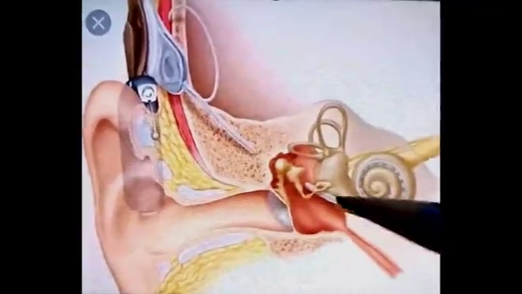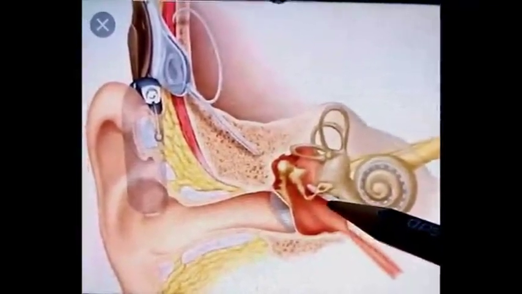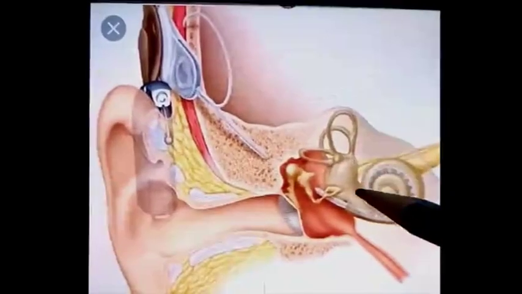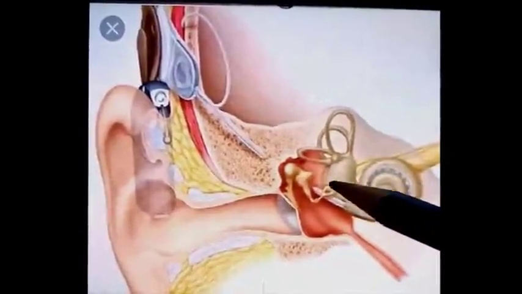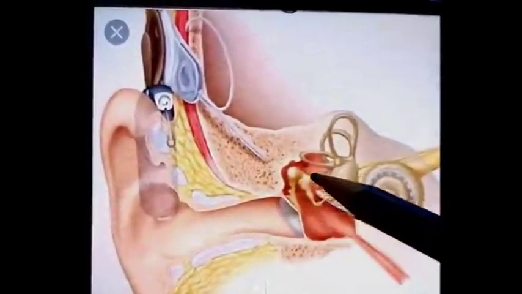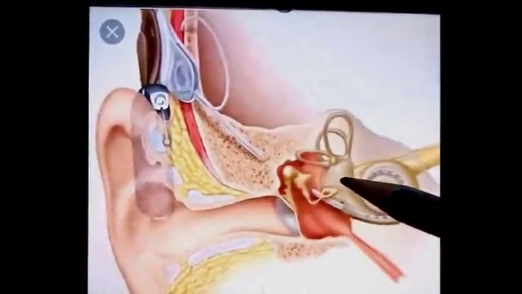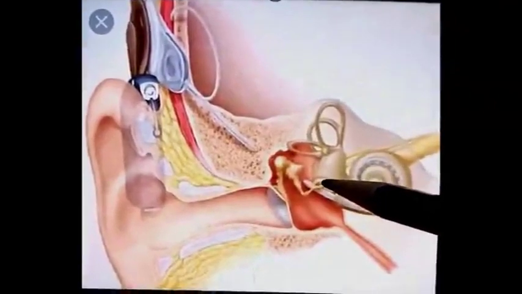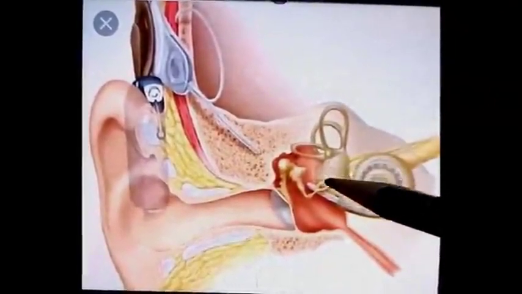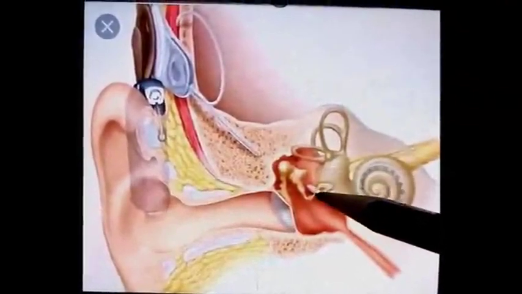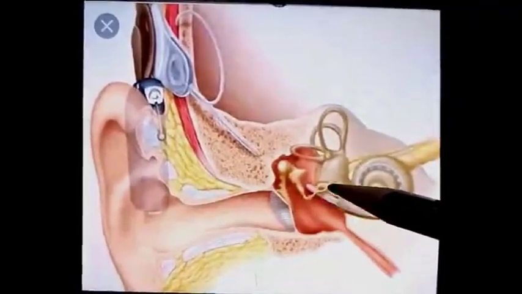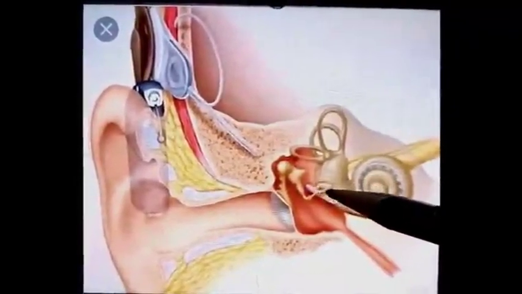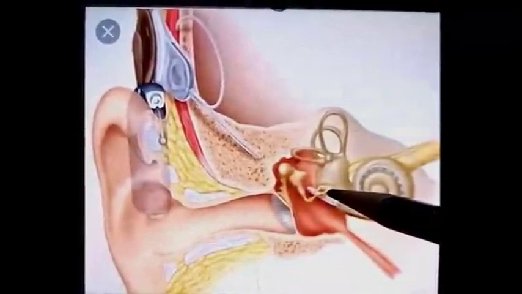Next comes the vestibule. This is the vestibule. It is the central part of the bony labyrinth. It lies medial to the middle ear cavity. So this red color structure is the middle ear cavity. On its medial aspect lies the vestibule. This is the lateral wall of the vestibule. It opens into the middle ear cavity at the fenestra vestibuli or oval window. So the oval window is this opening, which is closed by the footplate of the stapes bone.